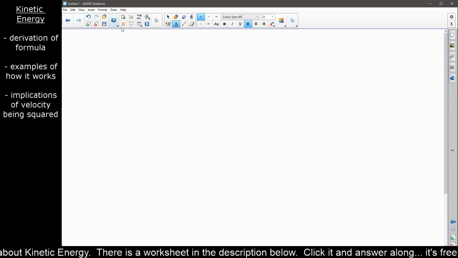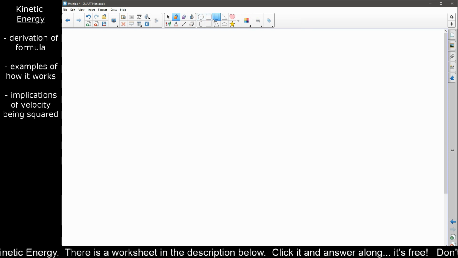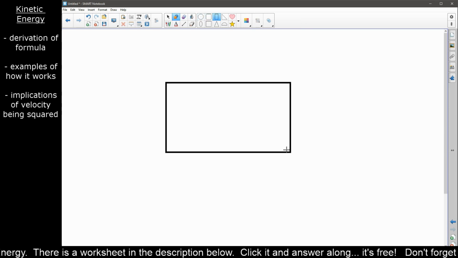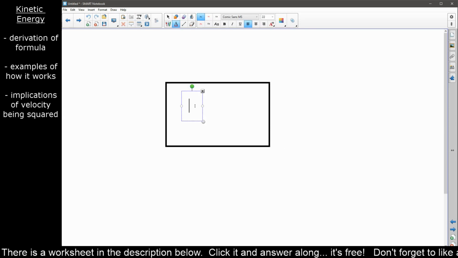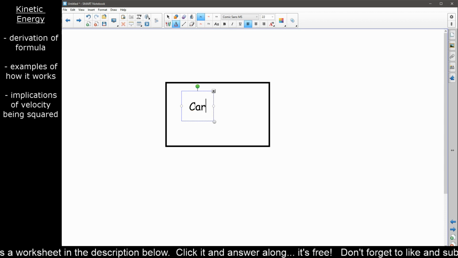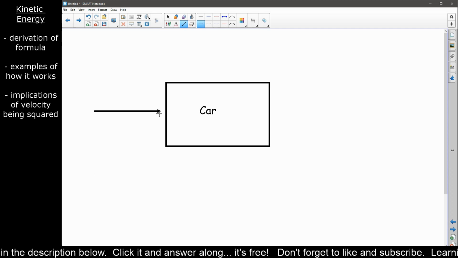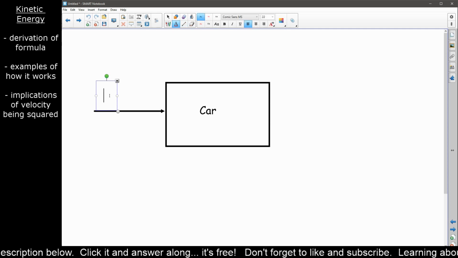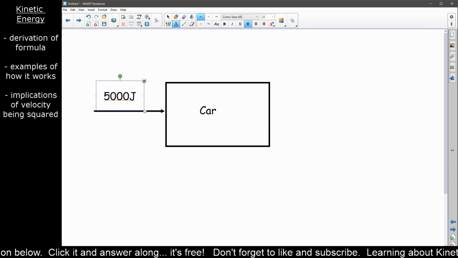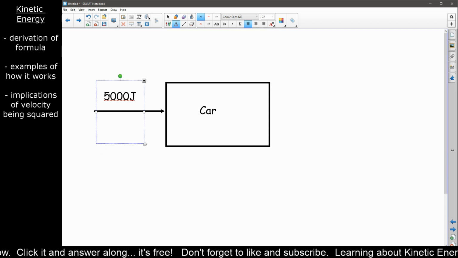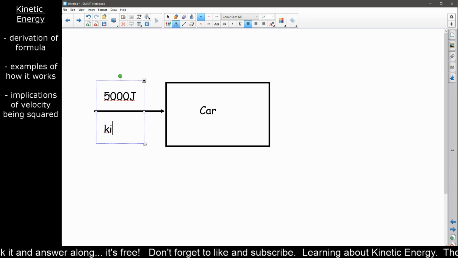Because in the situation where something's braking or slowing down, you have a car or a lorry or anything that needs to be slowed down. Going into this situation, we have, let's say, 5,000 joules of kinetic energy.